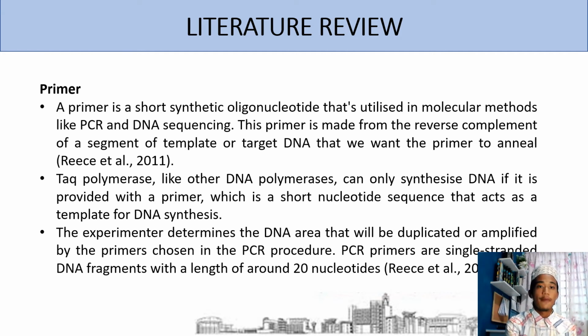Next is primer. A primer is a short synthetic oligonucleotide that is utilized in molecular methods like PCR and DNA sequencing. This primer is made from the reverse complement of a segment of template or target DNA that we want the primer to enable. Taq polymerase, like other DNA polymerases, can only synthesize DNA if it is provided with a primer, which is a short nucleotide sequence that acts as a starting point for DNA synthesis. The experimenter determines the DNA area that will be duplicated or amplified by the primer chosen in the PCR procedure. PCR primers are single-stranded DNA fragments with a length of around 20 nucleotides.